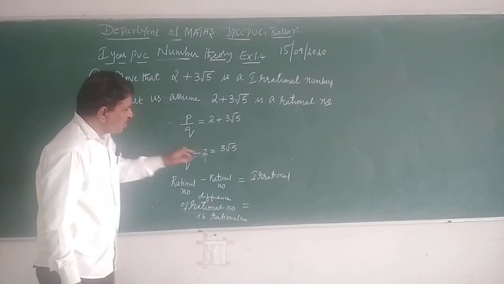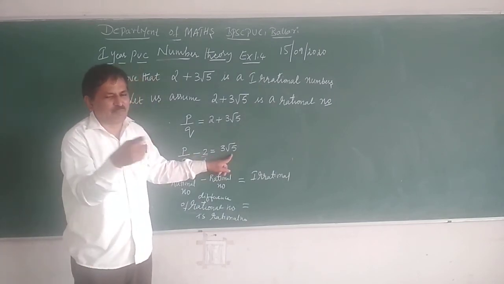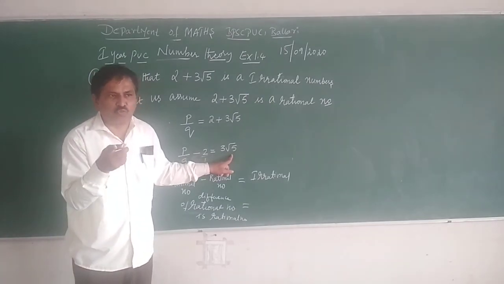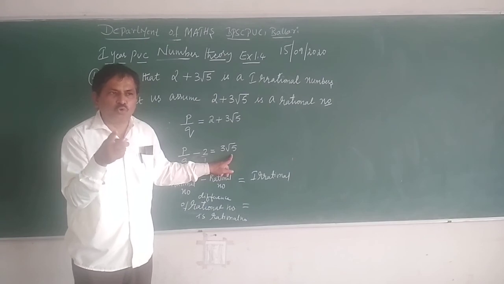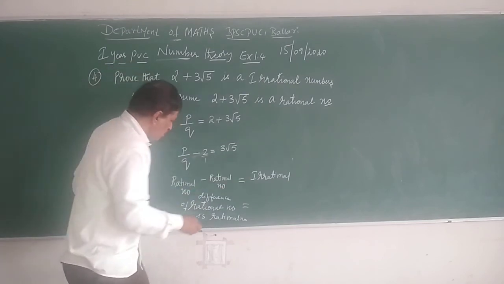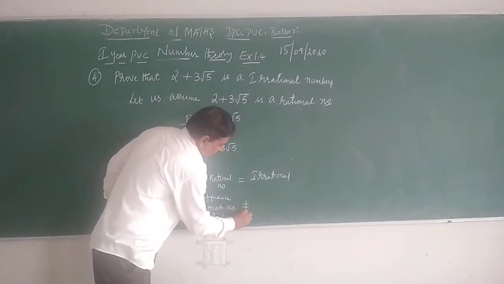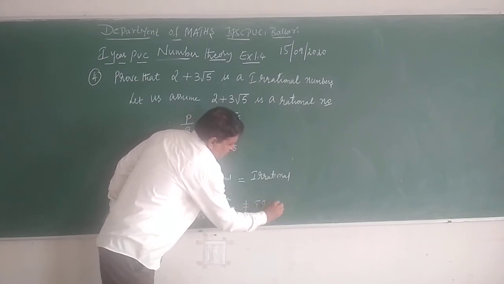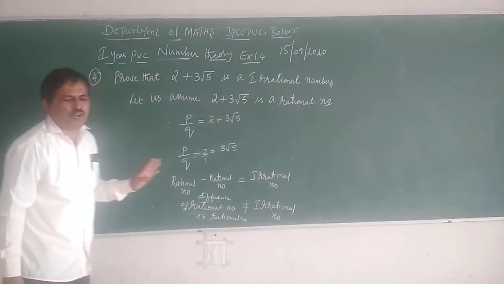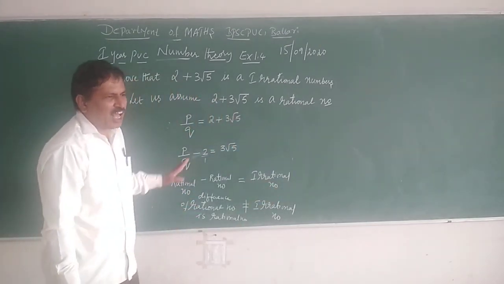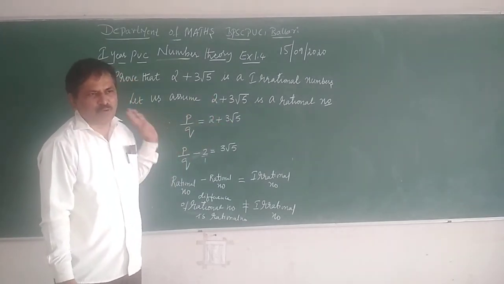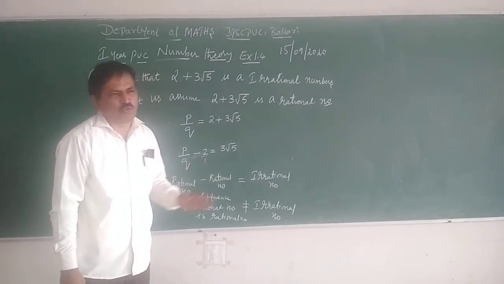We know that the product of a rational and an irrational number is an irrational number. Yesterday I proved it by taking root 12. Root 12 I wrote as root 4 into 3. Root 4 is 2. 2 root 3 is an irrational number. Similarly, 3 root 5 is an irrational number. So very clearly, a rational number cannot be equal to an irrational number. Hence our assumption is wrong. Therefore, 2 plus 3 root 5 is an irrational number.